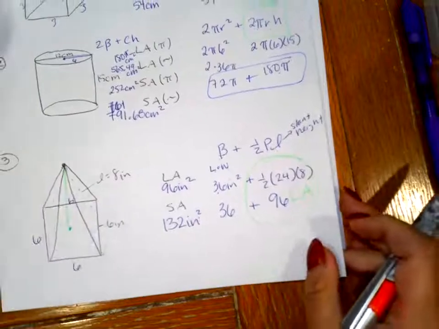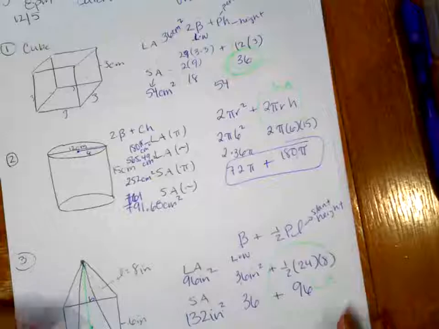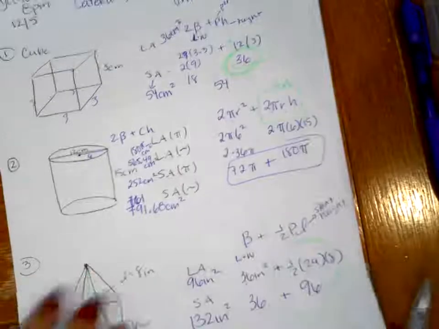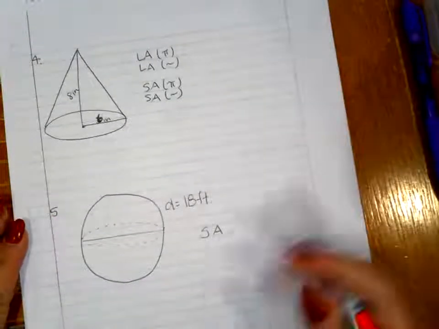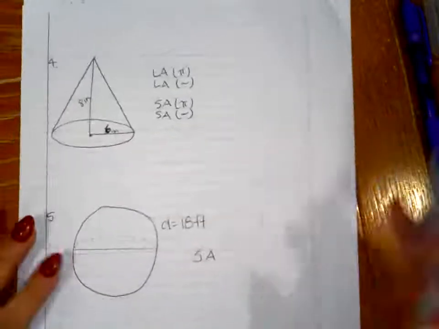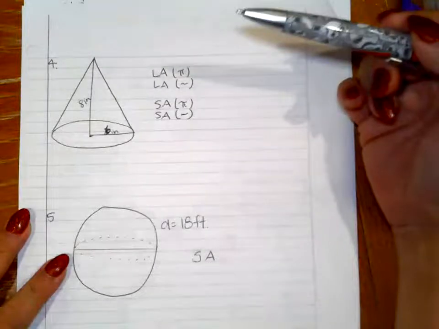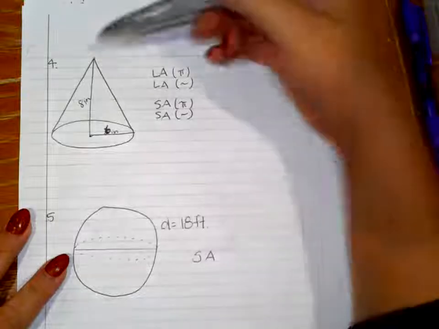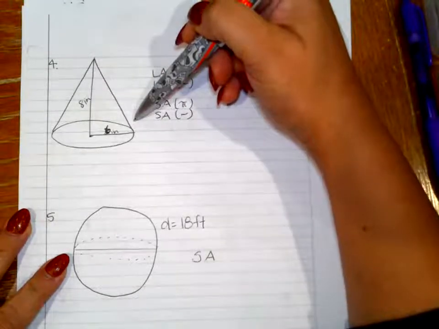All right, so we've got 3 of the shapes that are going to be on the test: a cube, a cylinder, a square pyramid. The other 2 shapes that are going to be on the test, we've got a cone and a sphere. So for the cone, this one I made a little bit more difficult. I didn't give you the slant height so we're going to have to use the Pythagorean theorem.